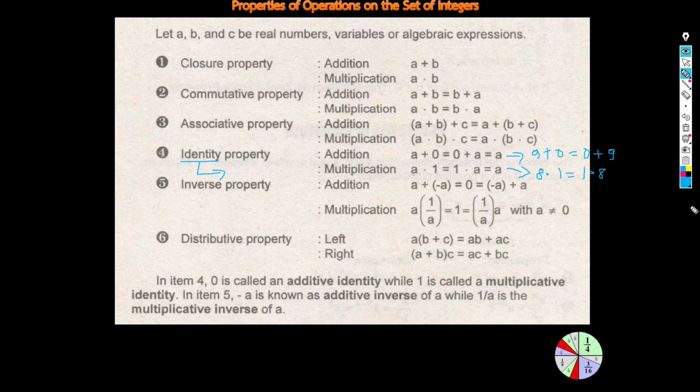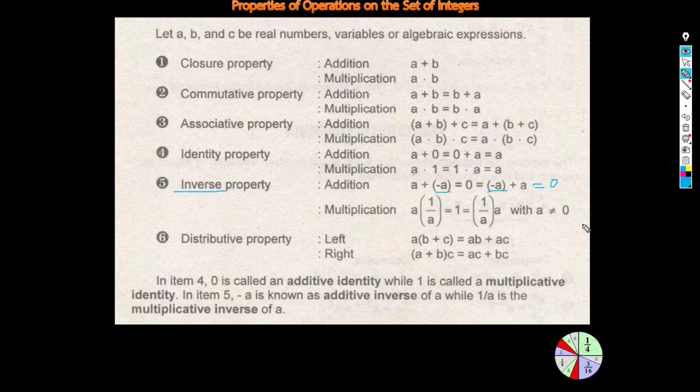Now let's go to the inverse property. You see the inverse here, kumbaga baliktad. Inverse or baliktad. Now you can see here in addition, a plus the baliktad or the inverse of a, which is negative a, will give you 0. Same with negative a, and the inverse or baliktad ng a, which is positive a. It will also give you the same answer, 0.